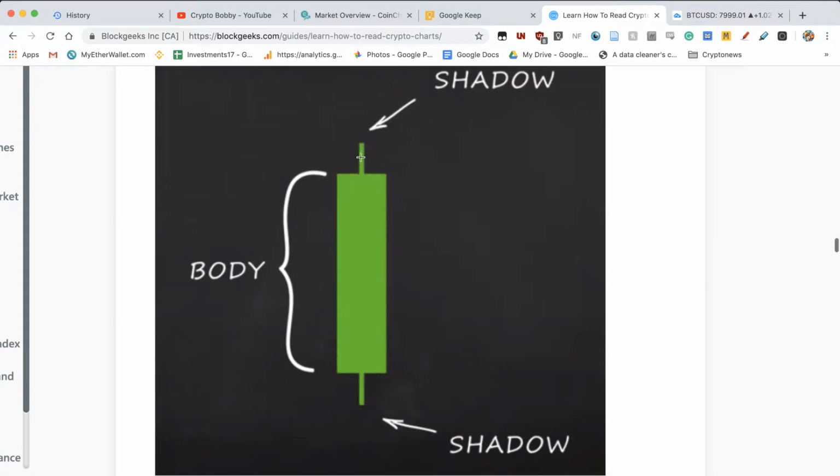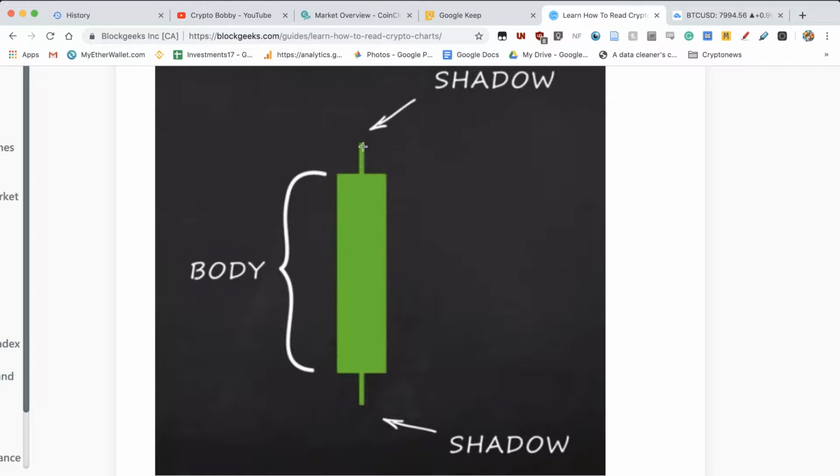Now with a bullish candle, the price starts at the lower end of the candle at the beginning. So let's say you're looking at a time frame of 1 hour. At the beginning of the hour, the price is at this price point at the bottom of the candle, and at the end of the hour, at the last second, the price point is up here at the top end of the body of the candle.